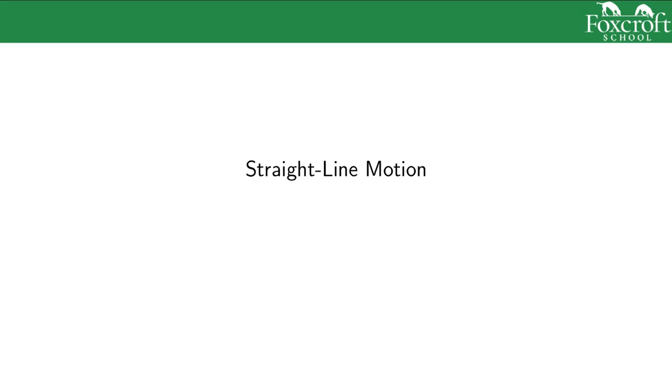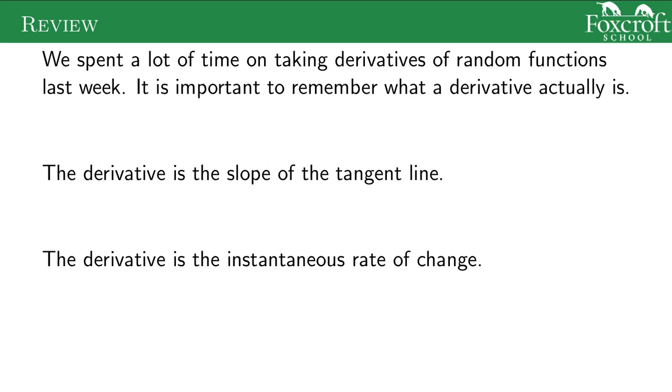In this video, we're going to talk about straight line motion, what that even means. All right, so I spent a lot of time taking derivatives of random functions, but it's important to remember what a derivative actually is. It's the slope of the tangent line. It's the instantaneous rate of change. How is my function changing right now? All right, so when we put these things together, we can actually start doing applications that use all of our derivative skills.